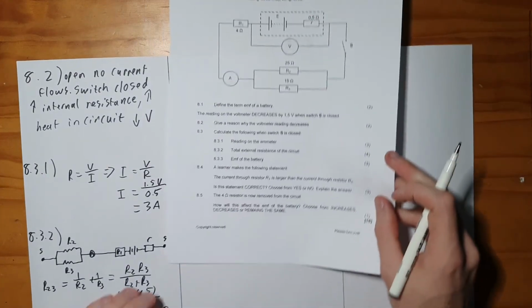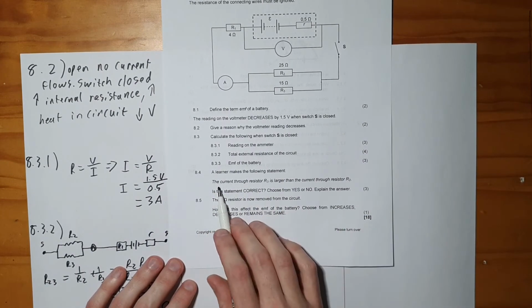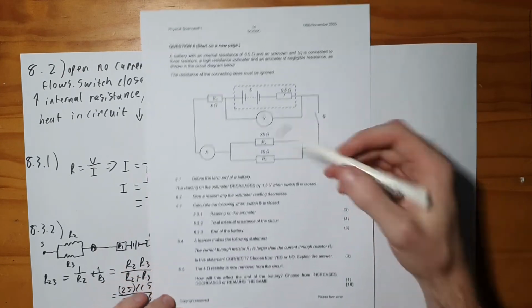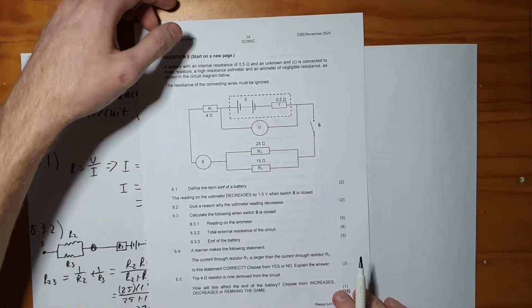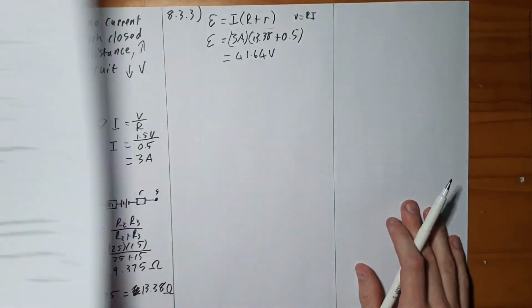Okay, now let's have a look at 8.4. 8.4 says a learner makes the following statement: the current through R3 is larger than the current through R2. Okay, so R3 and R2. So let's check if this statement is true, and let's explain why it's true.